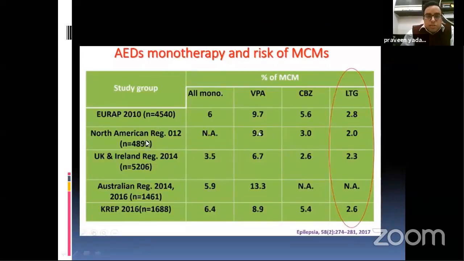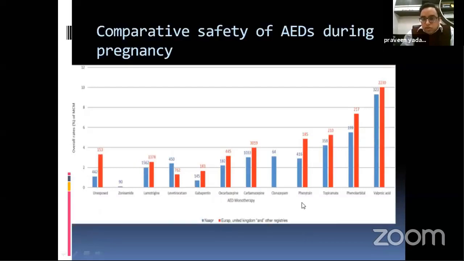So this is the comparison of the various European and North American registries. This is the UK and Ireland registry, and this is the Kerala registry. This is the registry from India. So you can see that lamotrigine has very low teratogenicity, followed by carbamazepine, and valproate as the highest. So this shows the comparison.